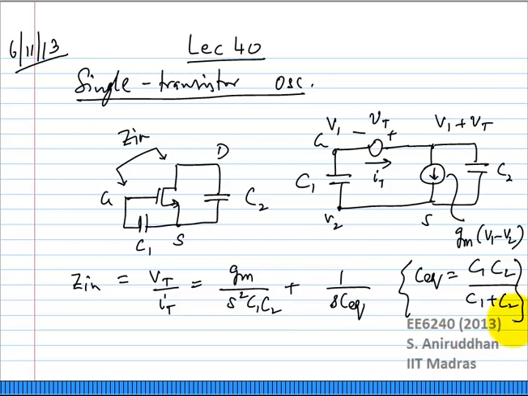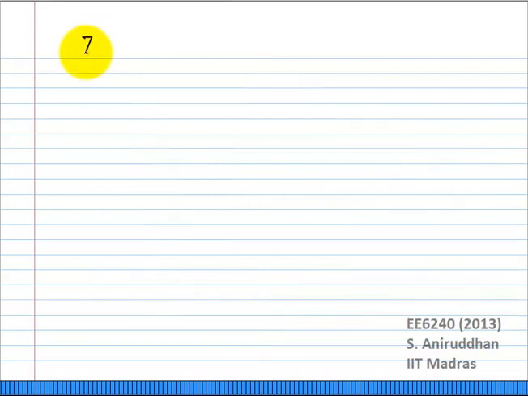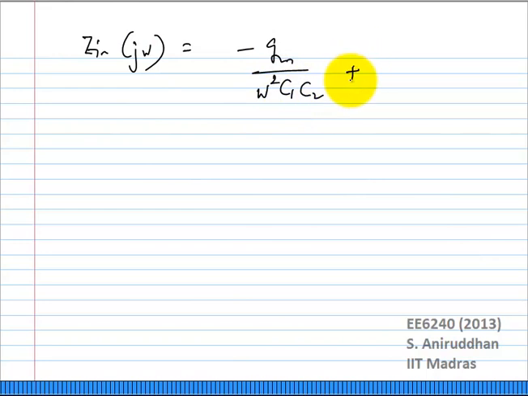So there is a capacitive portion and there is a second portion which is frequency dependent but has a negative resistance, because this S squared term in the denominator will give you a negative term. Okay, so your Zin of j omega will be minus gm by omega squared C1 C2 plus 1 over j omega C equivalent. Okay, so your equivalent circuit looks like this.